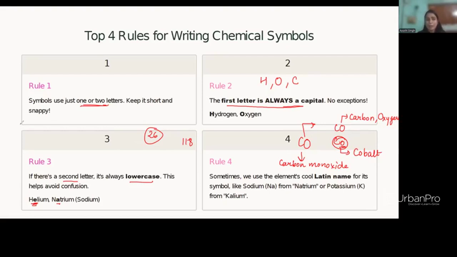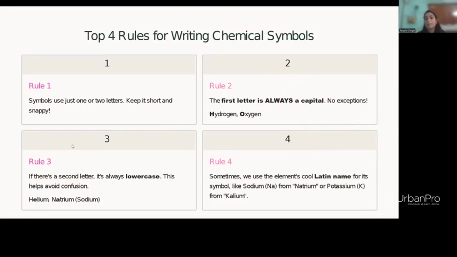If not, you can ask your doubts in the comment section, or you can directly contact me. Rule number 4 is that sometimes we use the Latin names of elements for their symbols, like I have already told. For sodium, it's natrium. For potassium, it's kalium. For gold, it's aurum, like that.